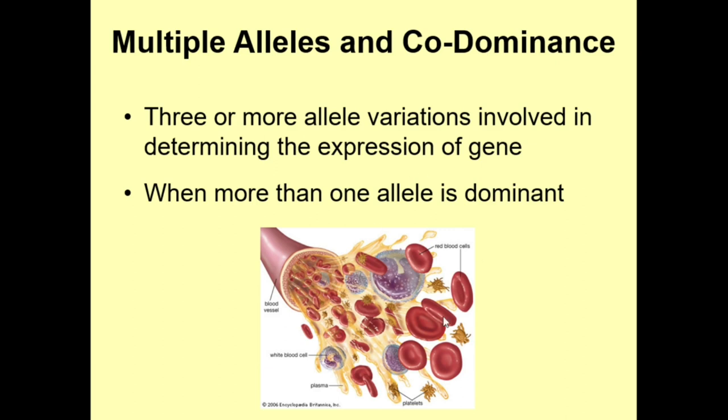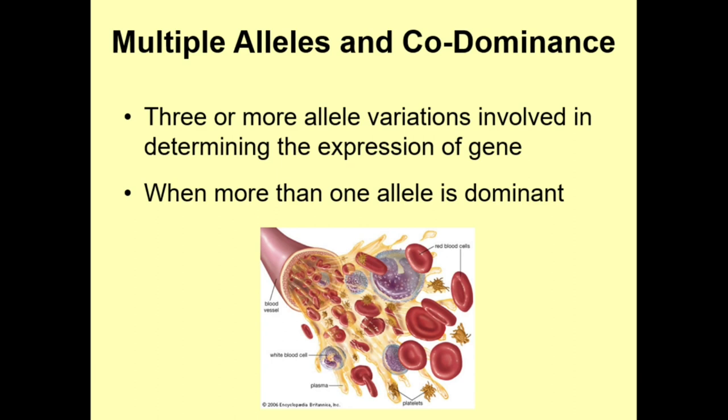Examples of multiple alleles are where you have three or more allele variations involved in determining the expression of a gene. Every example that we've looked at so far has just had two possible alleles for a particular character. Flower color was pink or purple in peas. They were either tall or dwarf. The peas were either yellow or green. They were smooth or wrinkled. Everything has just had two possible alleles. But in this instance, where we've got multiple alleles, we can have three or more different alleles within that population.